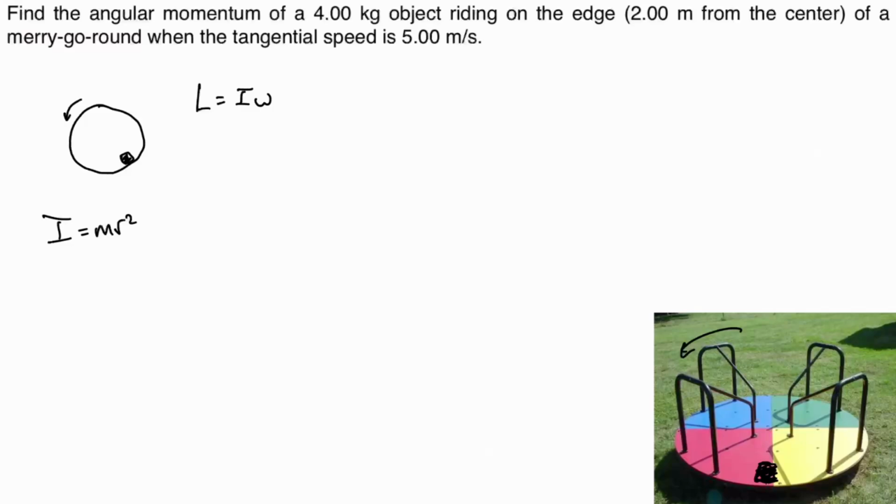The omega. Did they tell me anything about omega? What did they tell me? They gave me mass, 4 kilograms. They gave me 2 meters. That's the radius, right? Radius is 2 meters. And they gave me tangential speed. They gave me a v. How do I know it's v? Look at the units, right? Meters per second is going to be v, isn't it?